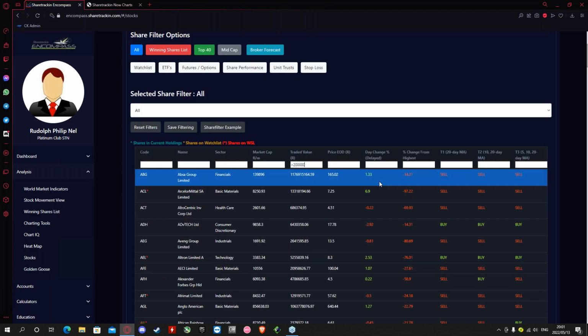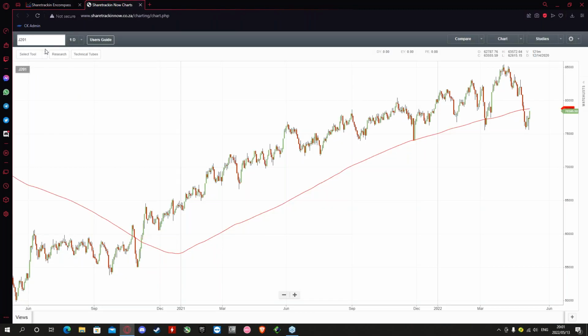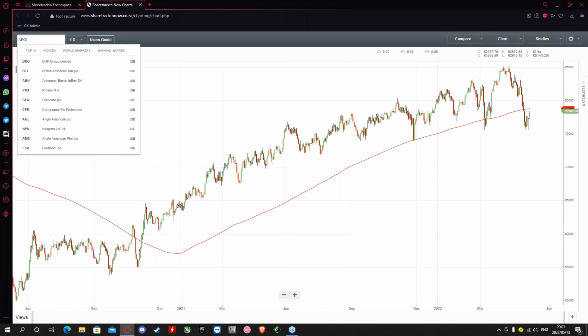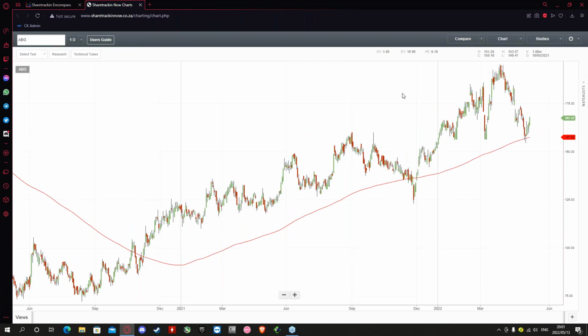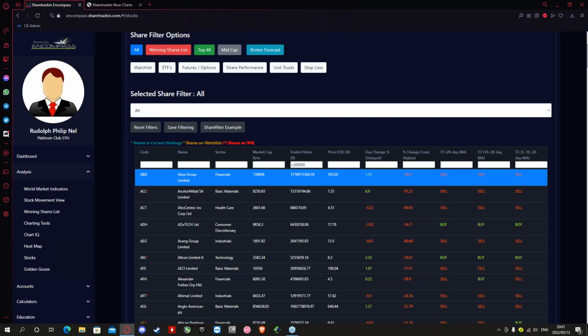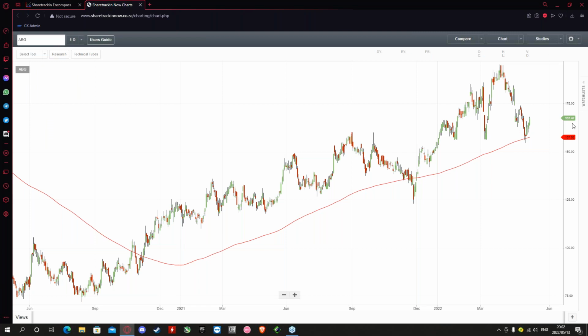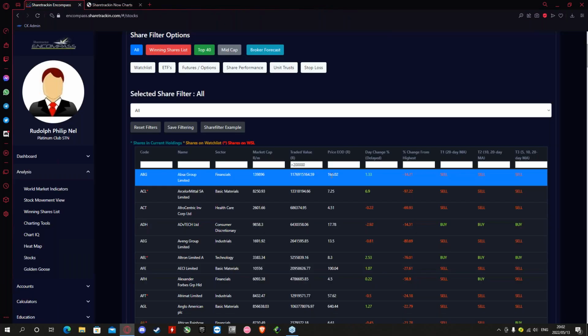If you obviously want to see the current price of the share, then you can go to the chart, type in the code, press enter, and then on the right hand side it will give you your price, what it's currently listed at. So this would be, for instance, yesterday's closing of 165.02, and then today's closing is 167.47. All right, so you'd see that it has increased from yesterday's pricing.